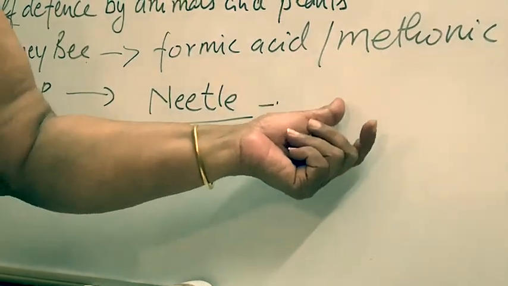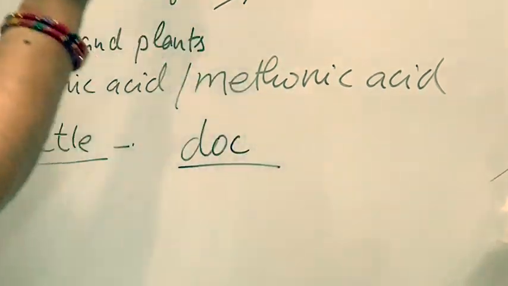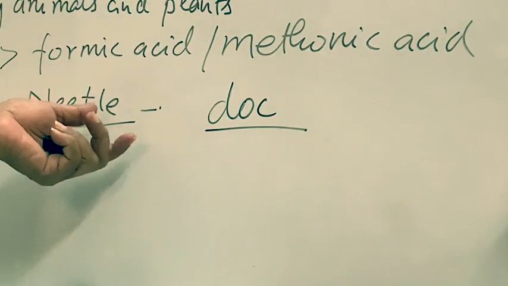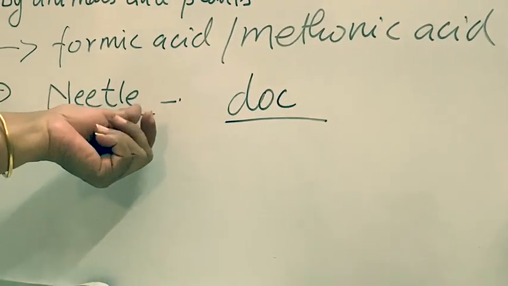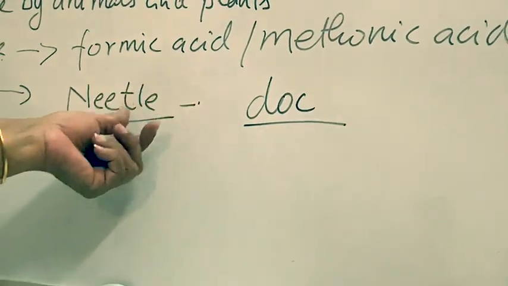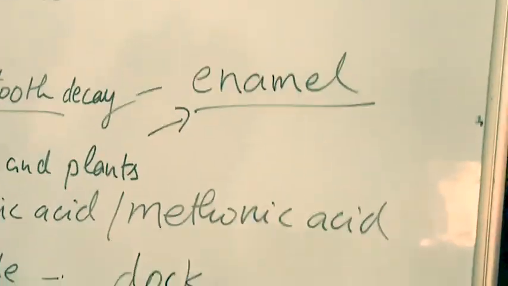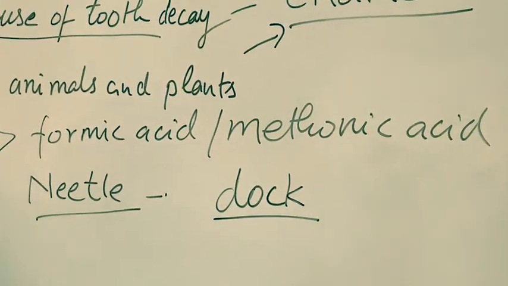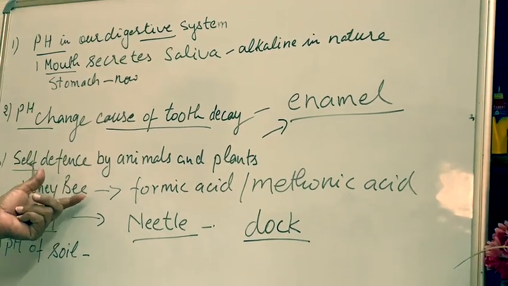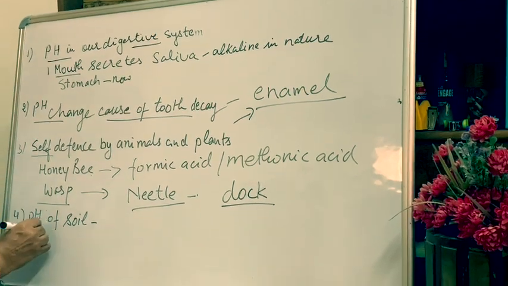Near any nettle plant, you will find another plant, the dock plant, and when its leaves are rubbed over the sting, the irritation is lessened and it removes the effect of the nettle plant. So the solution is nearby. So we find that even animals and plants in nature do self-defense by releasing acid or changing the pH.